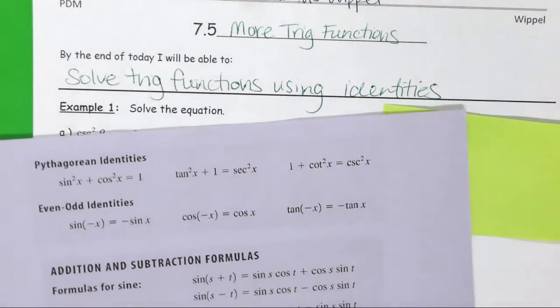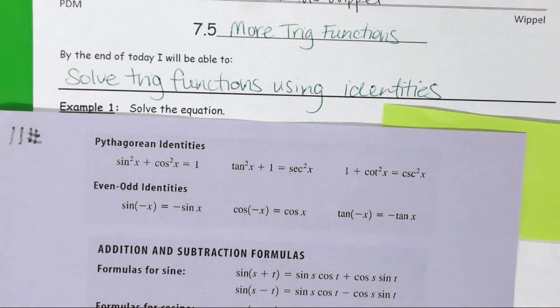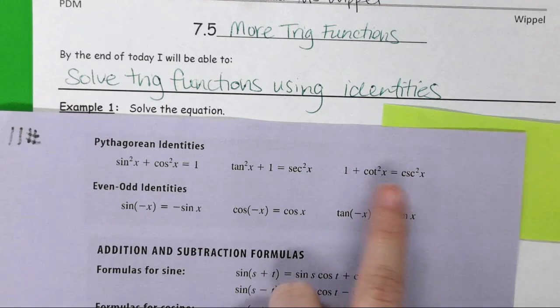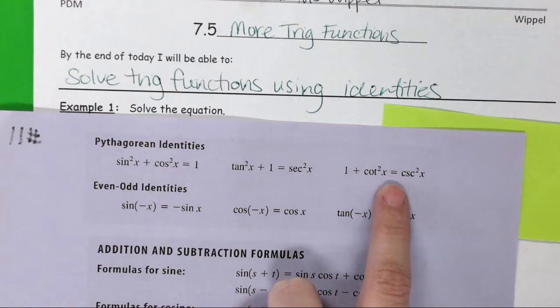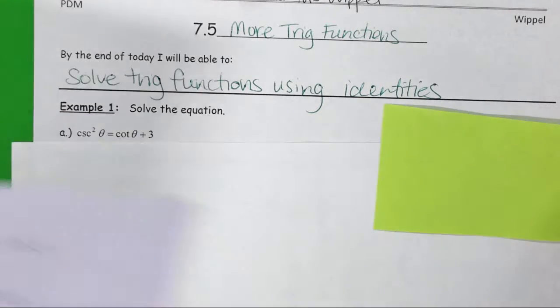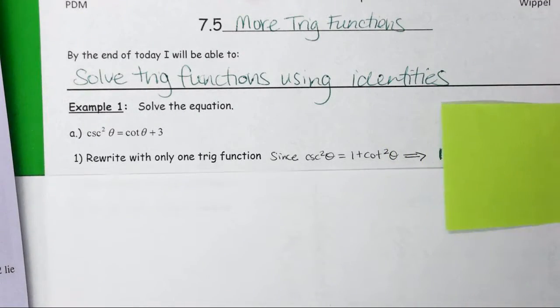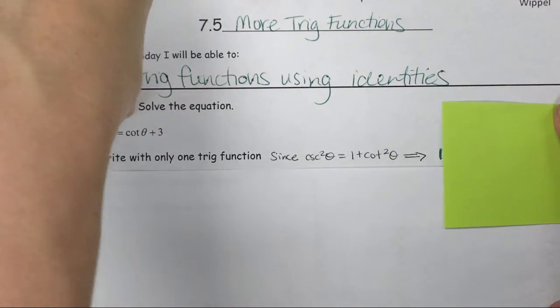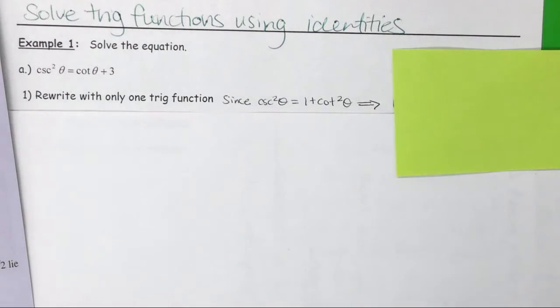Let's look at our Pythagorean identities. Are there any identities there that are going to relate the cosecant to the cotangent? Yeah, okay, so 1 plus the cotangent squared is going to equal the cosecant squared. All right, let's write that down. So we know that the cosecant squared of theta equals 1 plus the cotangent squared of theta.